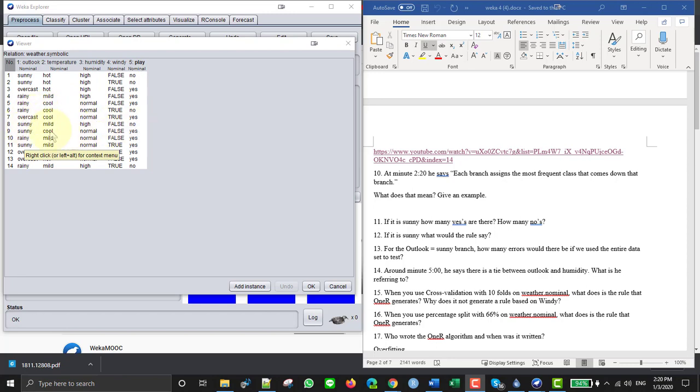This one is no, this one is yes, and this one is yes. We had 3 no's and 2 yeses. So we could make a rule that if it's sunny, the answer to question number 12 is no, because that's the most frequent class when it's sunny. If we made that rule, this is question number 13, and we use the entire data set to test, then I think we just said 2 errors.